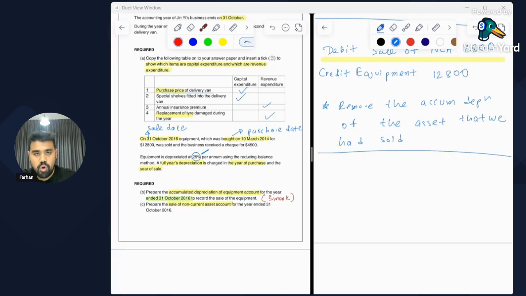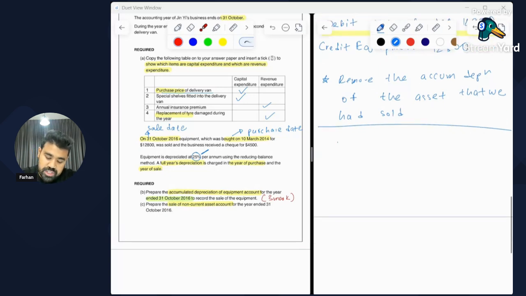Now that we're removing the asset, it will become a debit account, right? Because now we have to reflect that reduction by debiting it. So we will debit the accumulated depreciation account. The total depreciation for this asset so far, as you may remember, was 7,400, which was 3,200 in year 1, 2,400 in year 2, and 1,800 in year 3.